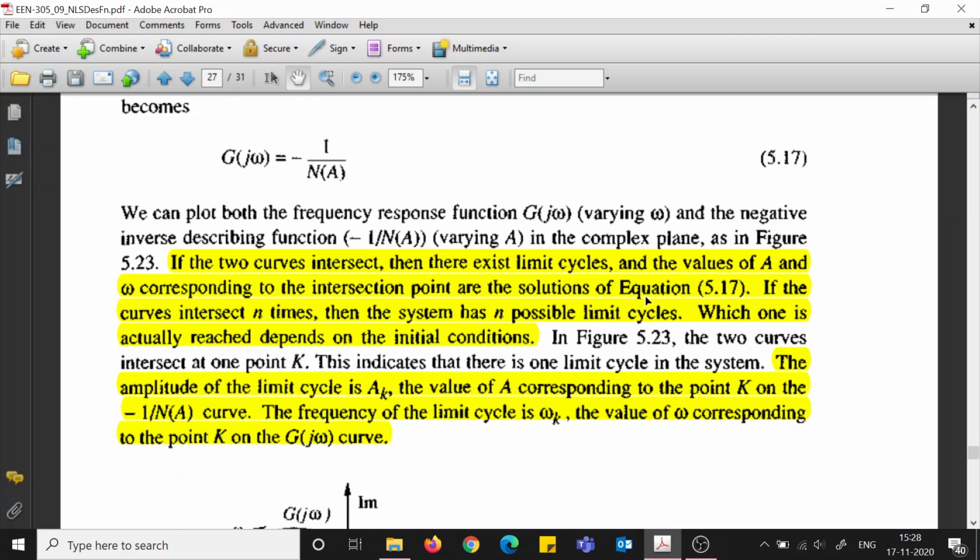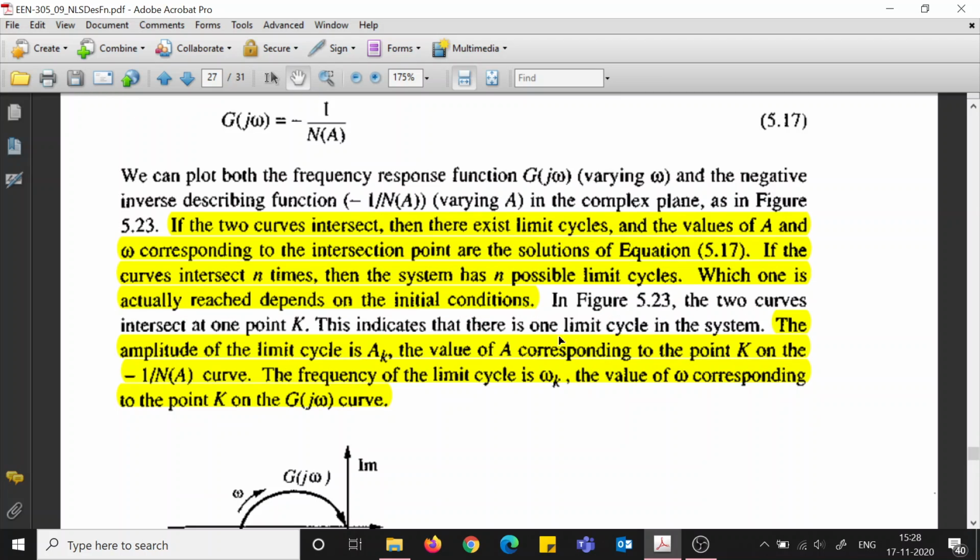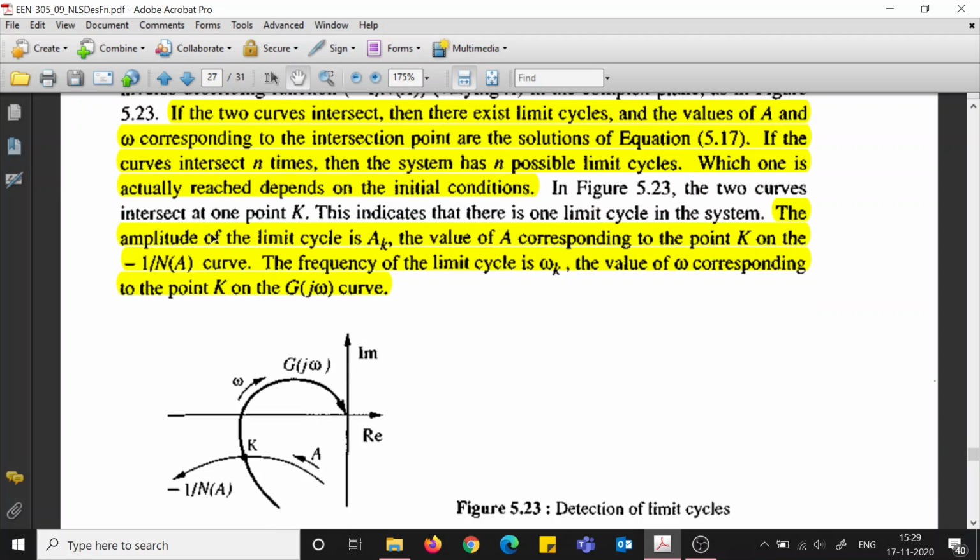For all inputs we will not have a limit cycle. For the input having the values a and omega at that particular intersection point, we will have the limit cycle. If the curves intersect n times, then there are n possible limit cycles. Which one is actually reached depends on initial conditions. The amplitude of the limit cycle, the value of a, is ak, the value of a corresponding to the point k on the minus 1 by N(a) curve.